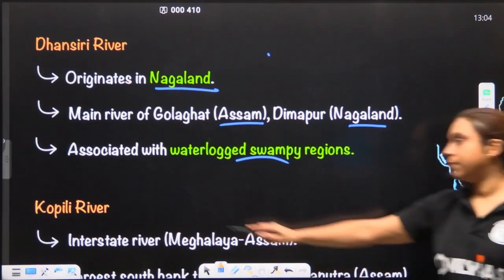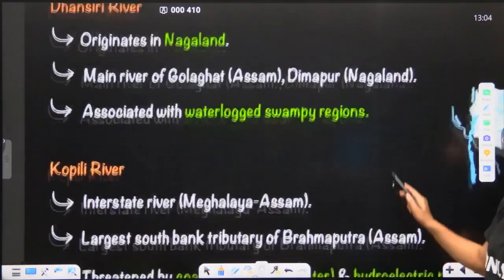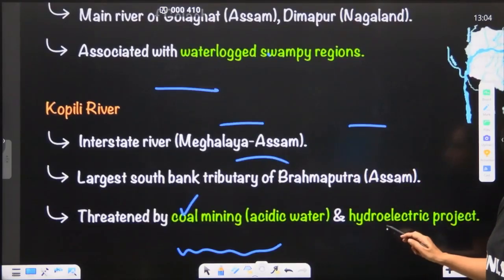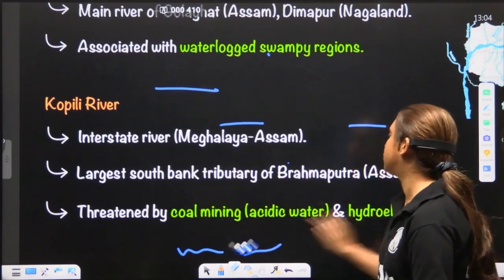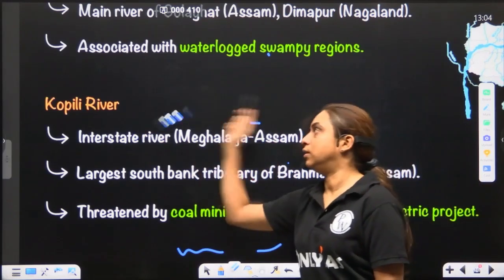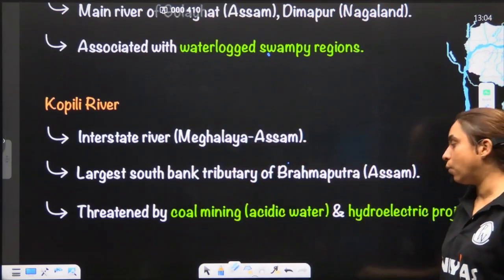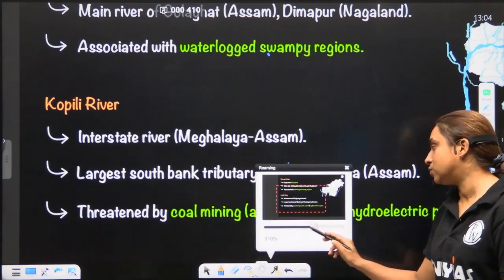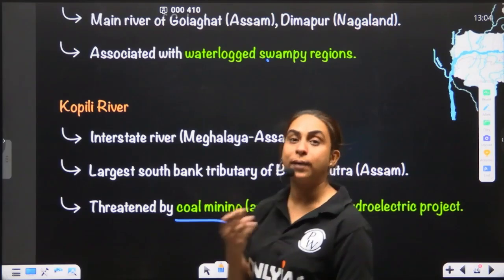Then we have Kopili. It is also an interstate river. It flows through Meghalaya. It flows through Assam. It is one of the largest south bank tributaries of Brahmaputra, the largest tributary that is coming from the south. However, Kopili river is generally in the news because of coal mining, rat hole mining.